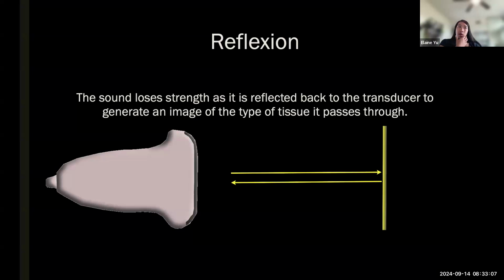All right, and then reflection. Your sound will lose strength as it gets reflected back to the transducer, and then that will create your ultrasound image. And this can also lead to an artifact that is generated by certain types of tissues and structures within the body. So just know that reflection is a part of physics, and it does lead to an artifact that you'll have to think about and interpret when you're looking at your ultrasound image.